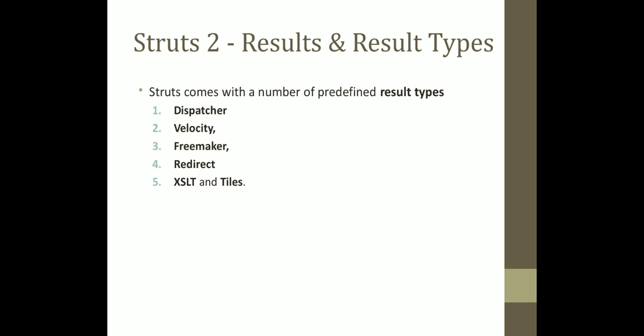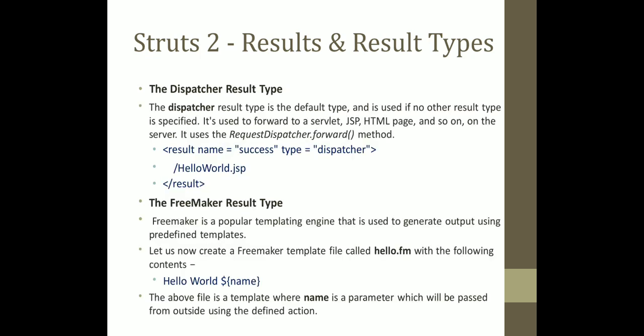Struts comes with a number of predefined result types like dispatcher, velocity, FreeMarker, redirect, XSLT, and tiles. So what is a dispatcher? This dispatcher result type is the default type and is used if no other result type is specified. So if there is no other type, you have to use that result-specific data.